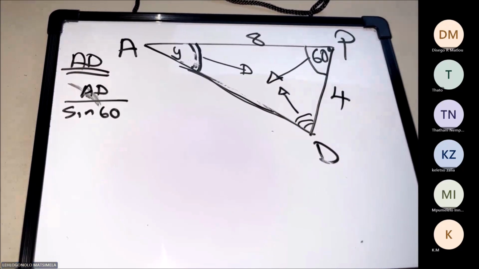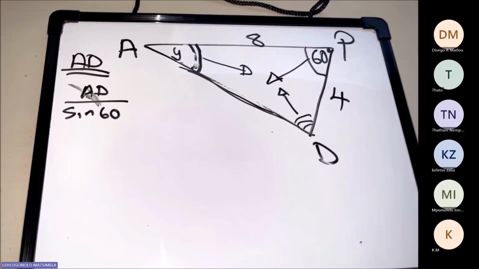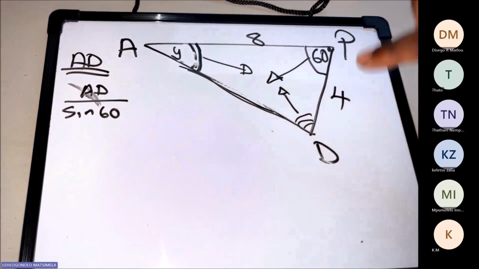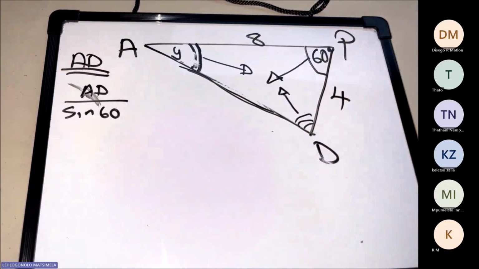Remember the rule. If you are given two sides and one angle, that one angle has to be opposite to one of the sides. So here in our case, we are finished. We don't have any of these sides here that is opposite to this angle, which is 60. So which means now it leaves our triangle as incomplete. It doesn't have complete values that we are looking for.